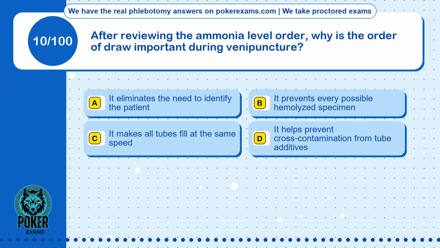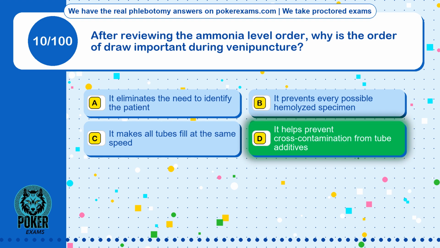Question 10. After reviewing the ammonia level order, why is the order of draw important during venipuncture? Option A. It eliminates the need to identify the patient. Option B. It prevents every possible hemolyzed specimen. Option C. It makes all tubes fill at the same speed. Option D. It helps prevent cross-contamination from tube additives.